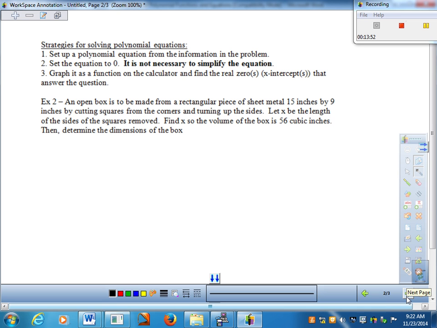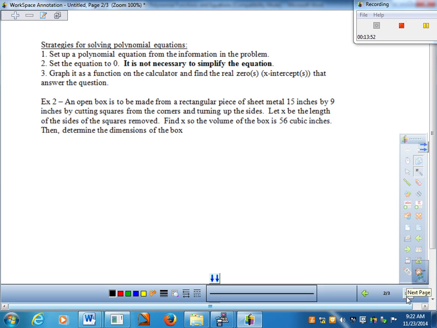So what we're going to do is just set up a couple of polynomial equations here. And the good news is we're going to let the graphing calculator do most of the work on this. So just some strategies, you can take it for what it's worth, as always. Just some ideas to think about as you read some of these problems and try to figure out what's going on.